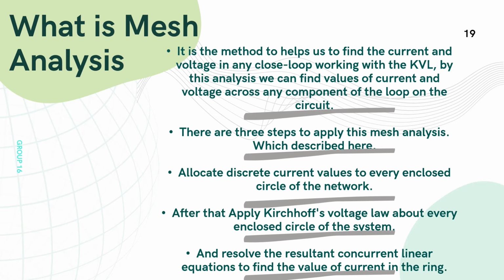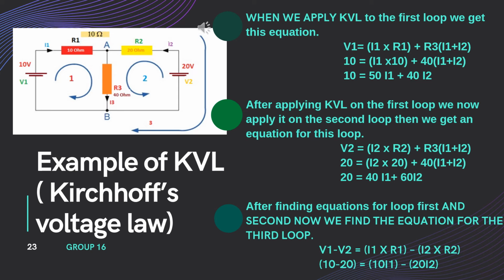In this slide, we have mesh analysis. It is a method to help us find the current and voltage in any closed loop, working with KVL. By this analysis, we can find values of current and voltage across any component of the loop in the circuit. There are 3 steps to apply mesh analysis. Firstly, allocate discrete current values to every enclosed loop of the network. After that, apply Kirchhoff's voltage law about every enclosed loop of the system. Lastly, resolve the resultant simultaneous linear equations to find the value of current in the loops.